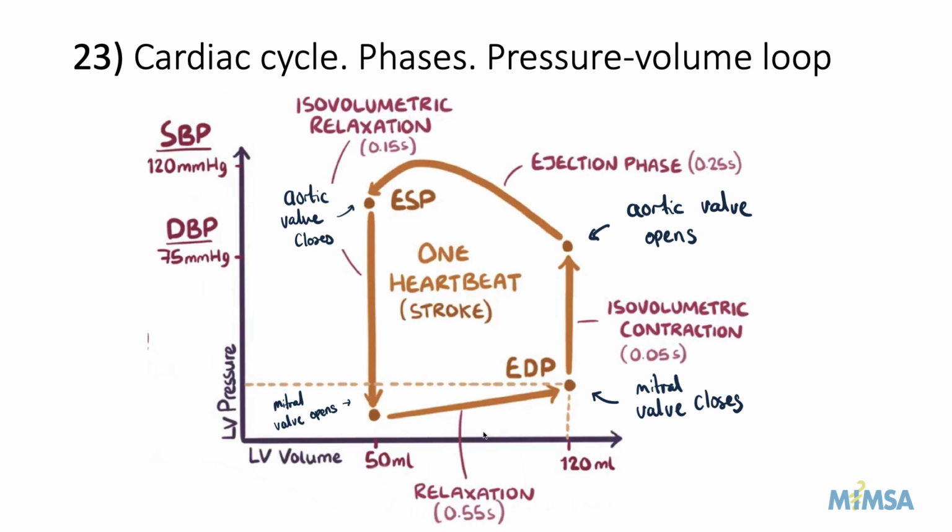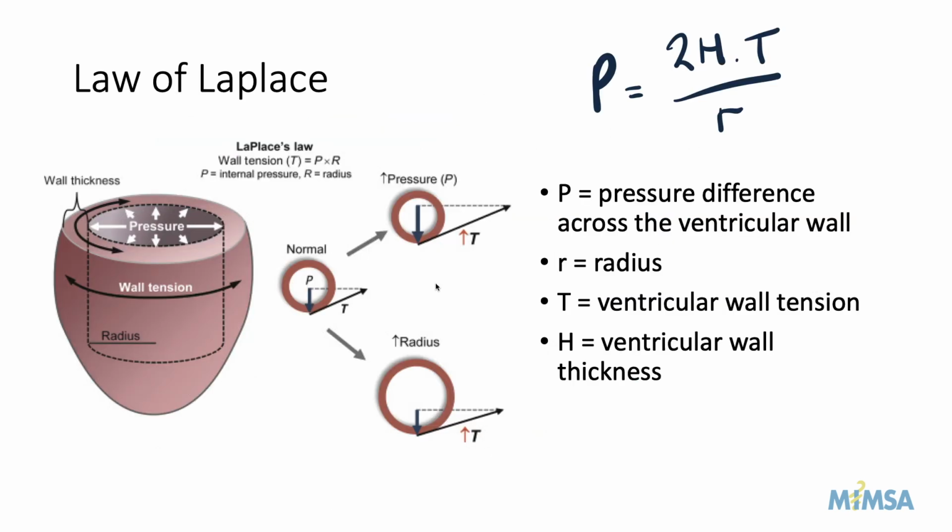So that's your end systolic volume, that's your end diastolic volume, and obviously that's your stroke volume, 120 minus 50 milliliters. And yeah, so that's your pressure volume loop. And then we'll talk about the law of Laplace.